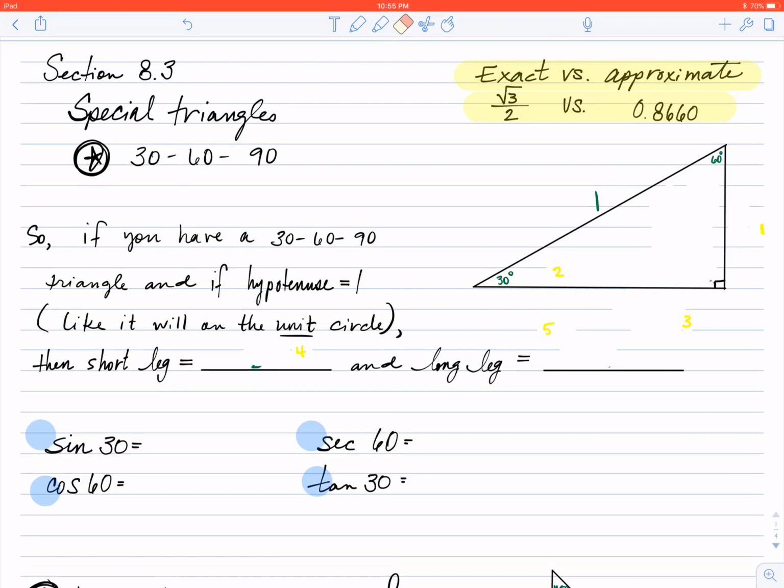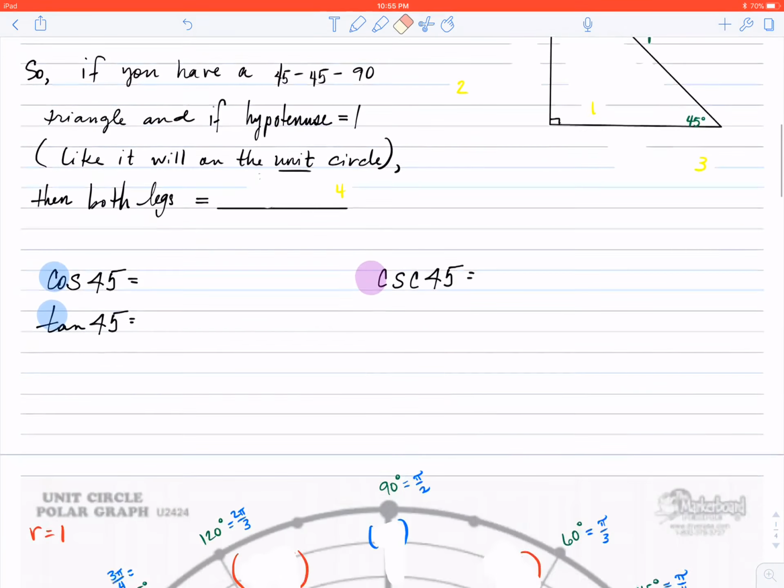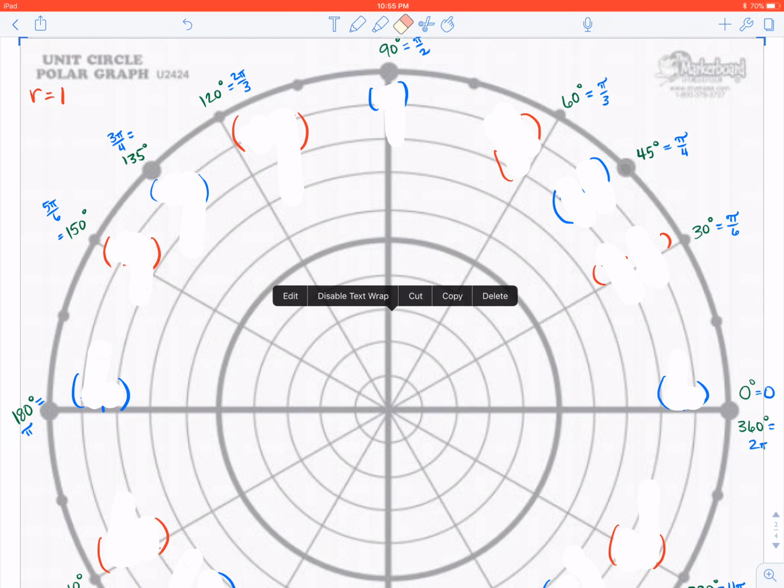Hey folks, this is a lesson on section 8.3 and how to get the coordinates of the unit circle. If you'll go down to the actual unit circle, I'd like to take a look at a couple of things here before I get started on my triangles. First of all, a unit circle is called the unit circle because the radius is equal to 1.